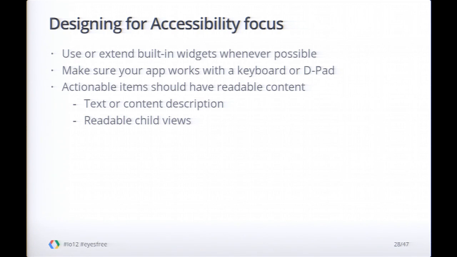Make sure that you have readable content on actionable items. So if you have an image button, give it some text in a content description. And if you have a view group that's focusable or clickable, put some text in it or put some content descriptions on some of its child items.